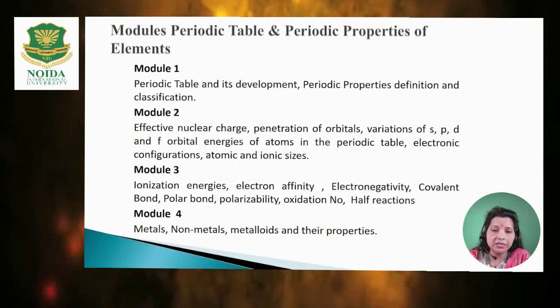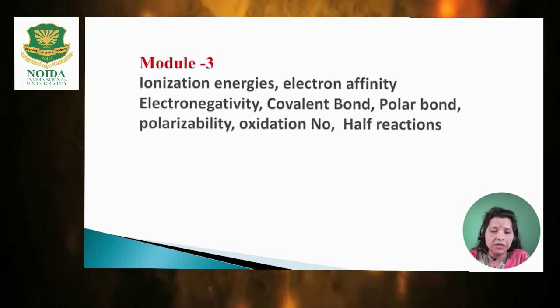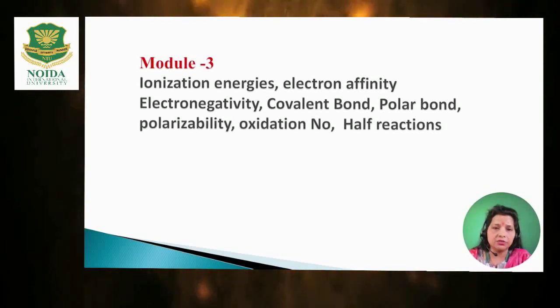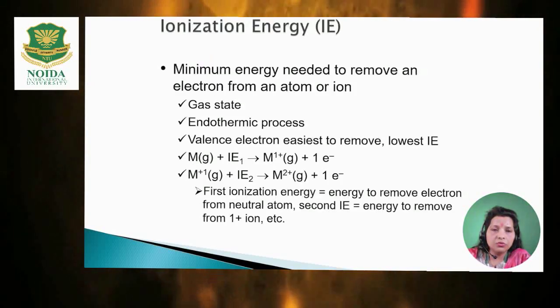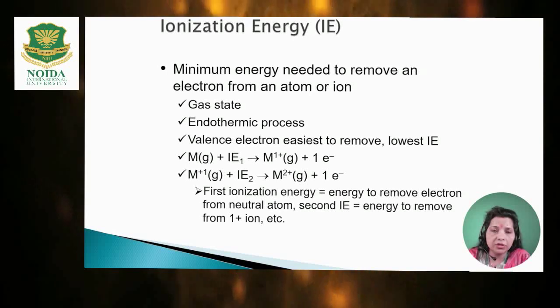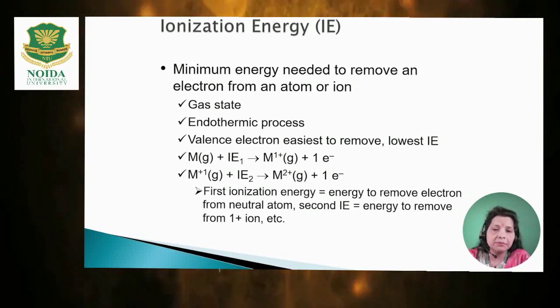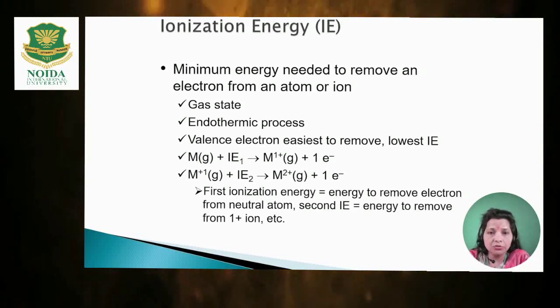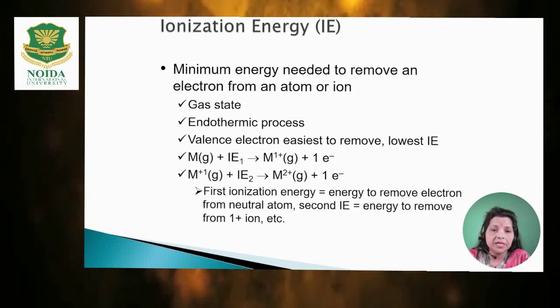Ionization energy, electron affinity, electronegativity, covalent bond, polar bond, oxidation number, and the half reaction. So ionization energy: whenever you want to give the introduction or definition of the ionization energy, it is the minimum energy required to remove an electron from its outermost shell or valence shell in its gaseous state, right? It is always an endothermic process.